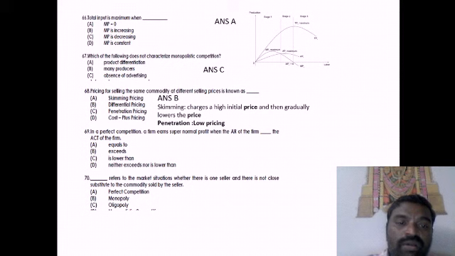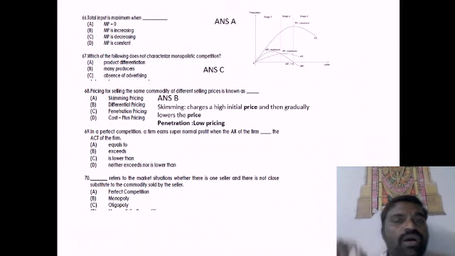Next, penetration pricing is low pricing, meaning to introduce a product into the market we will lower the price. And next one is cost plus pricing, meaning the price depends upon the cost of what you are producing. If the cost is 100 and you want a profit of 2 rupees, you will sell it for 102 rupees. That is called cost plus pricing.